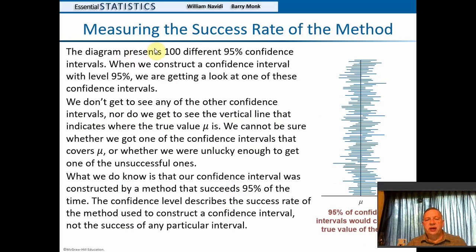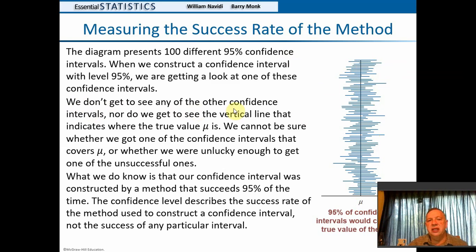So the diagram presents 100 different 95% confidence intervals. When we construct a confidence interval with level 95%, we're getting a look at one of these confidence intervals. So here are the confidence intervals, all based on different samples. And most of the time we're going to get that true mean. So this would have been the true mean. Here would have been a confidence interval that we developed. Some of these may not capture it, but most should.